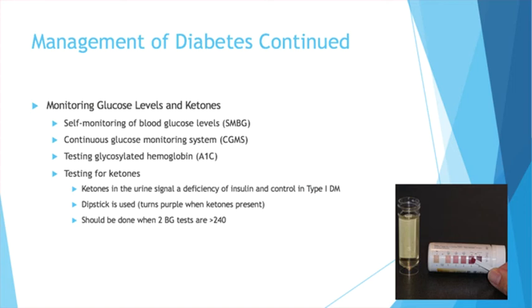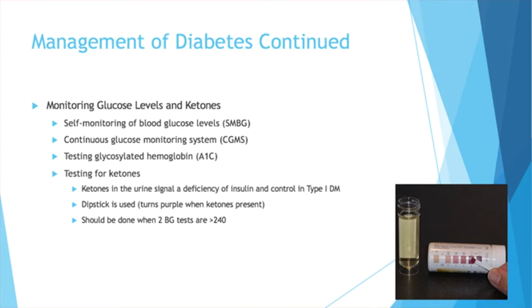And then the final thing for monitoring is testing for ketones. And this is going to be done in your type 1 diabetics. Right? Ketones in the urine are going to signal a deficiency of insulin and control. They give them dipsticks. They do it themselves at home, right? They stick the dipstick in the urine and it'll turn purple when ketones are present. So you want to teach them to do this if they have 2 blood glucose readings that are above 240.